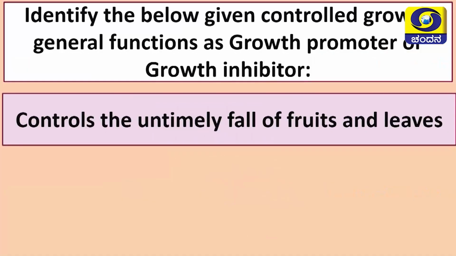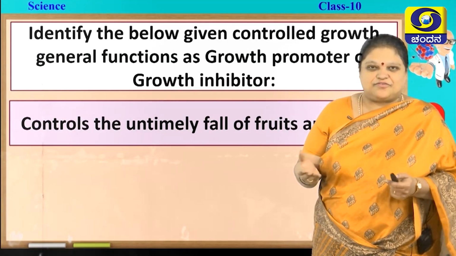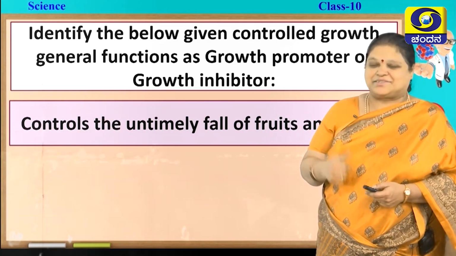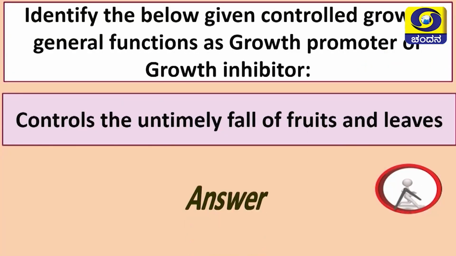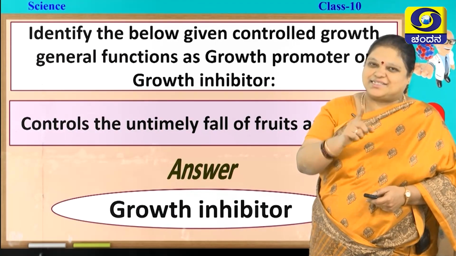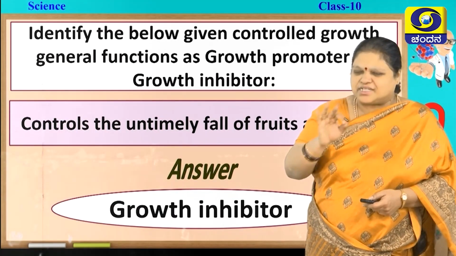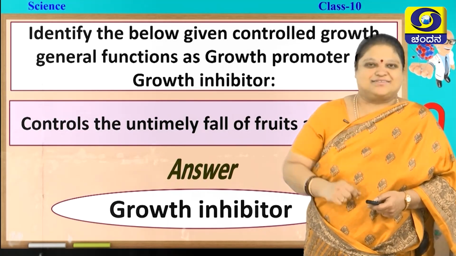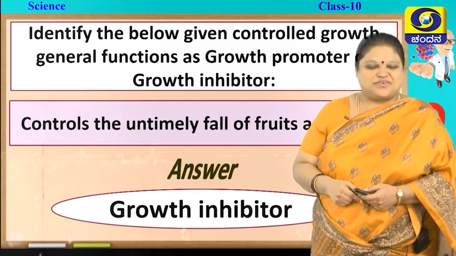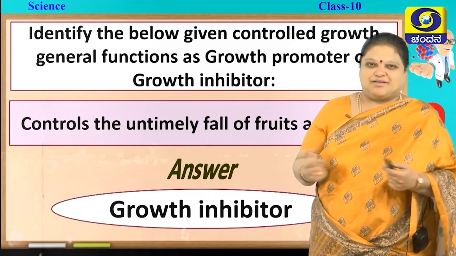Next we will say, controls the untimely fall of fruits and leaves. Which is it? See, timely fall of fruits and leaves is done by one type of hormone. Now, who controls this? Think and answer. Yes, the answer is growth inhibitor. Whether it is timely fall or untimely fall, everything is controlled by abscisic acid. So, abscisic acid itself will control all these. You should make note of all these things. I hope you understood all this.